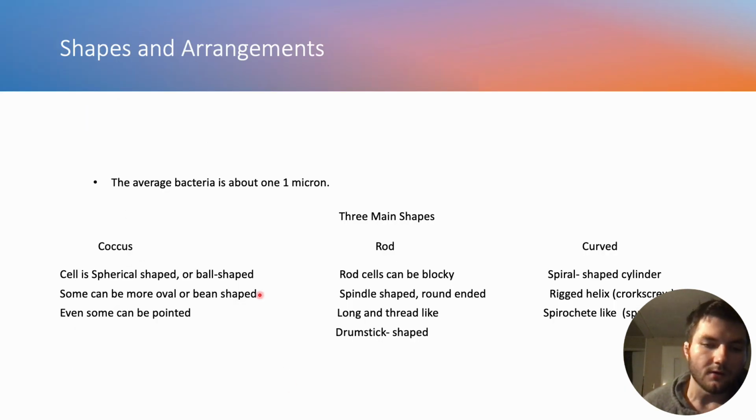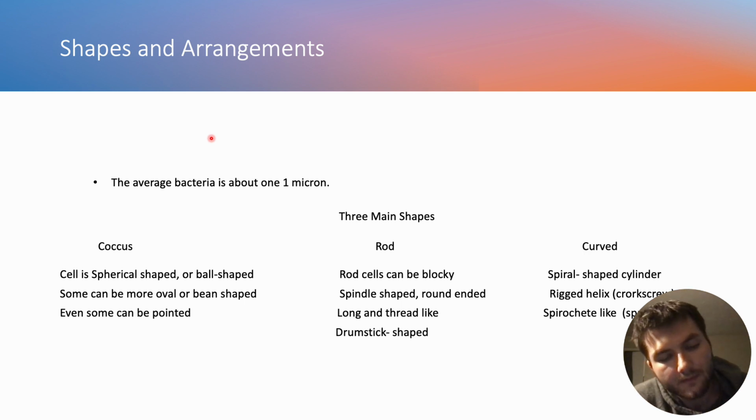So I'm going to talk a lot about shapes and arrangements of bacterial cells. The average bacteria is about 1 micron. That's just a fun fact. There are 3 main shapes to a bacteria cell. The first one is the cocci. The cocci bacterial cells are spherical or ball shaped. Some can be more oval or bean shaped. Even some can be pointy.